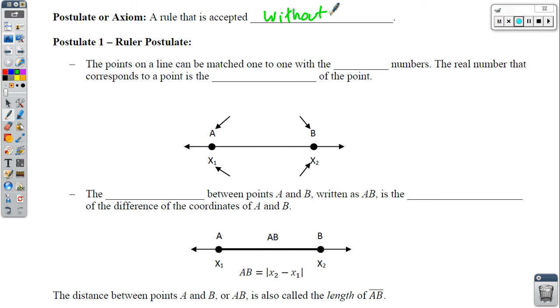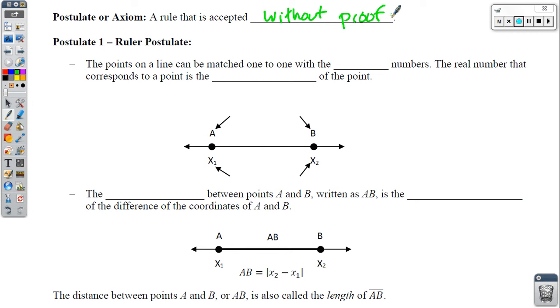So it's something that all of us who are doing geometry just say, okay, that's true. That's something we're just going to accept as being true so that we're able to do geometry in the first place. Now, you can choose different rules. You can choose different postulates, and you can get whole different kinds of geometry. But these are the postulates that we're going to use in this class.